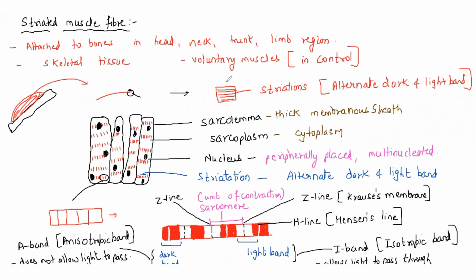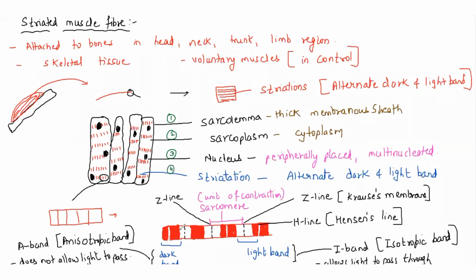So very first, we are going to talk about a covering called sarcolemma, a thick membranous sheath. Inside there is a cytoplasm called sarcoplasm. In the sarcoplasm, the nucleus is present. The nucleus is peripherally placed. It is a multi-nucleated structure. And in this there are striations present. The striations are alternate dark band, light band, dark band, light band.